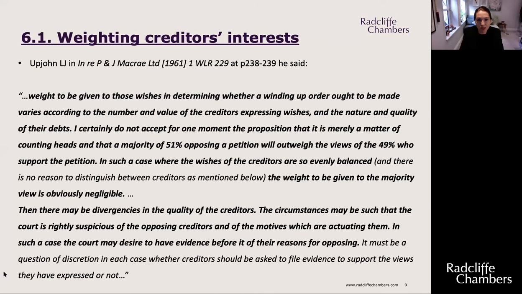And he went on to say that there may be an issue as to the quality of the creditors as well. The circumstances may be such that the court is rightly suspicious of the opposing creditors and the motives which are actuating them. So an example that comes to mind is if supporting creditors appear and they all appear to be associates of the debtor, the court may be suspicious or more suspicious of those supporting creditors. In such a case, the court may desire to have evidence before it of their reasons for opposing. So again, another reason why an adjournment might be granted in the bankruptcy petition context.